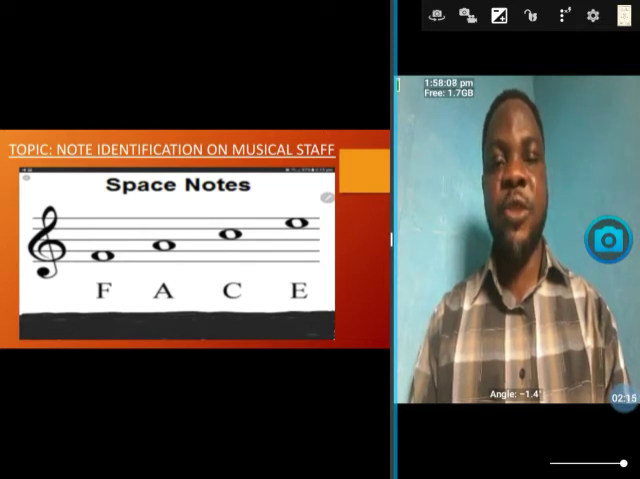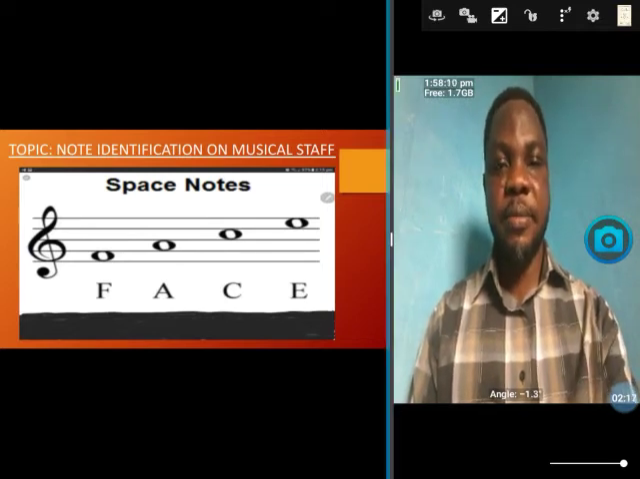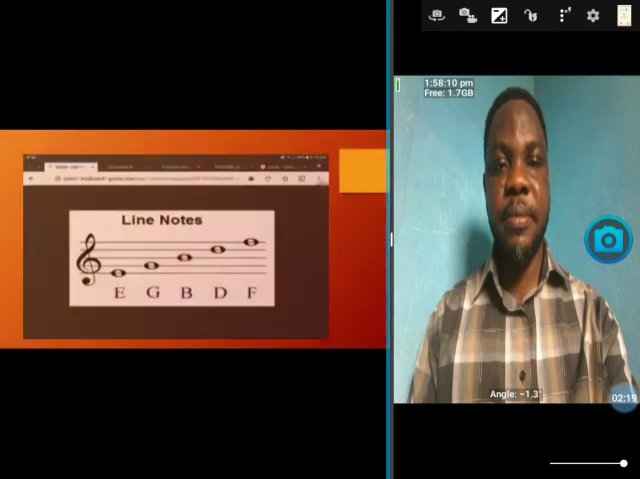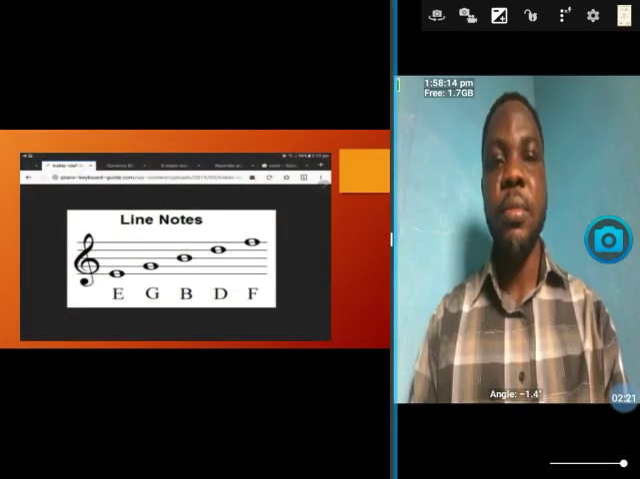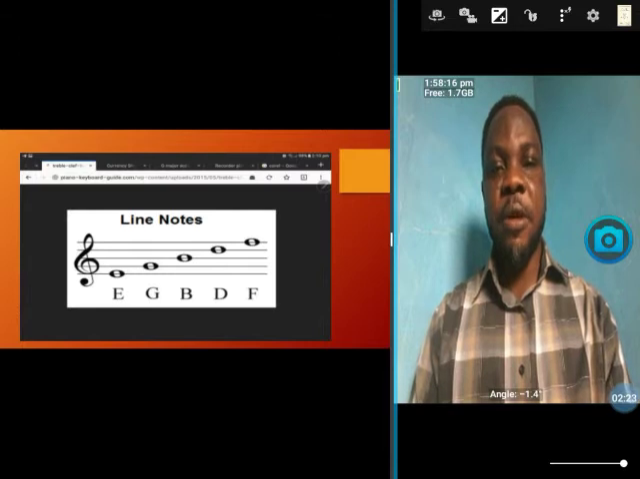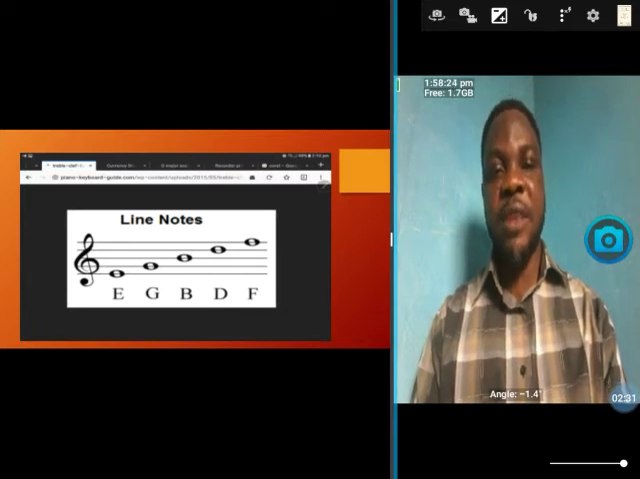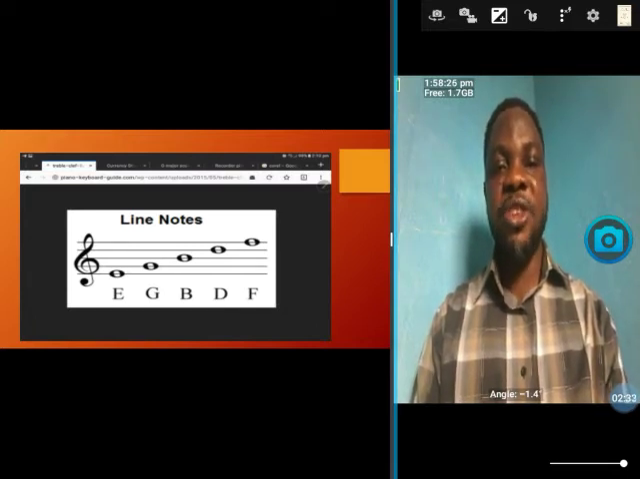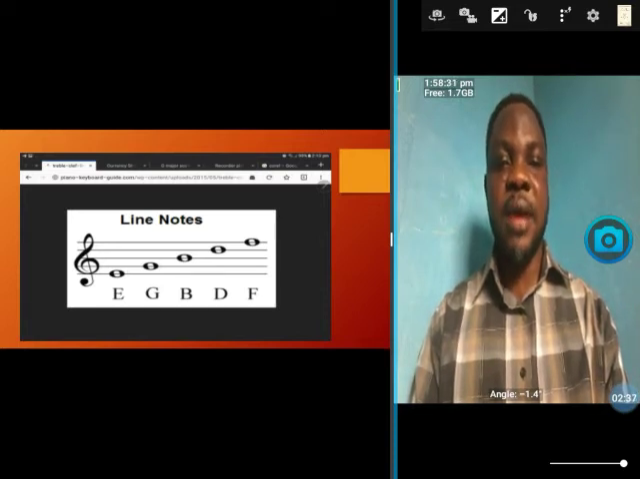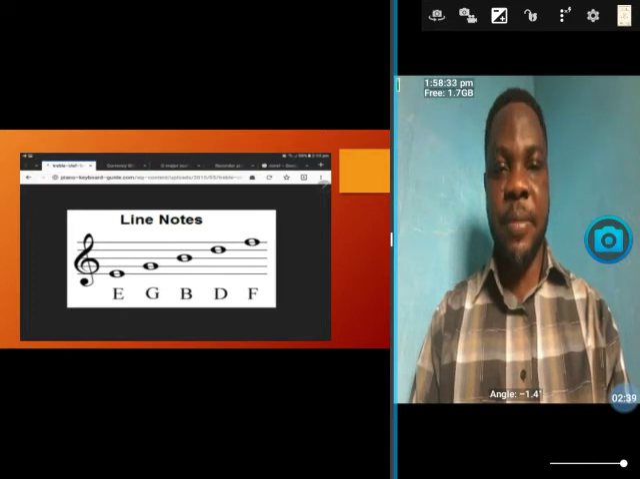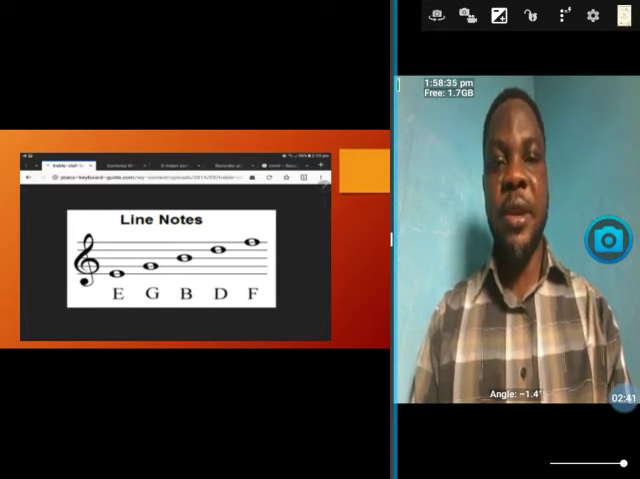Now let's go to the lines. The letter names of the lines of the treble staff. The treble staff is made up of 5 lines. The first, second, third, fourth, and fifth. The first one is E. Second line is G. Third line is B. The fourth line is D. And the fifth line is F. E, G, B, D, F.